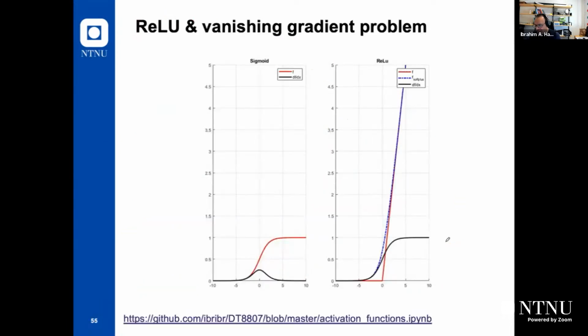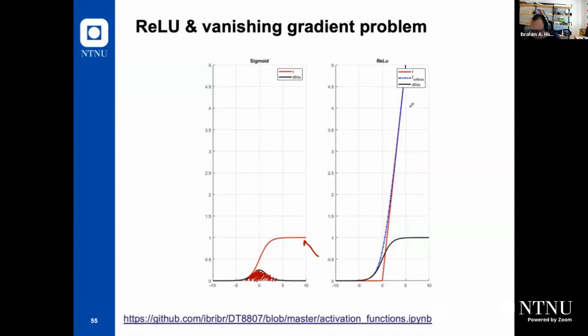So ReLU and the vanishing gradient, this is just a comparison between sigmoid and ReLU. This is my sigmoid function. And this is the first derivative. So the gradient, I will just mark it. This is my gradient. Do you see the gradient is very small?